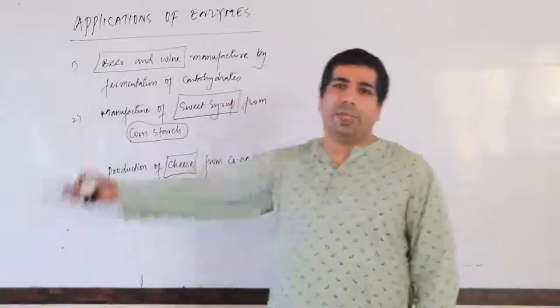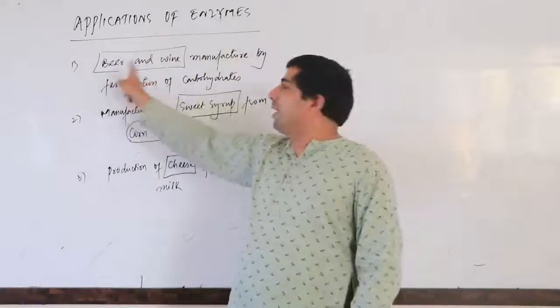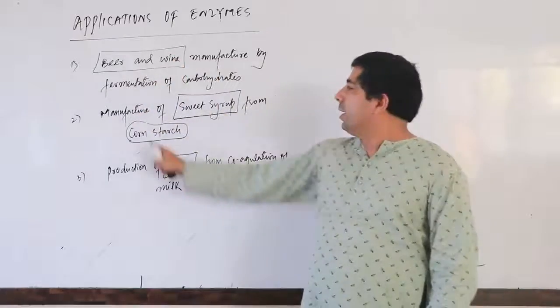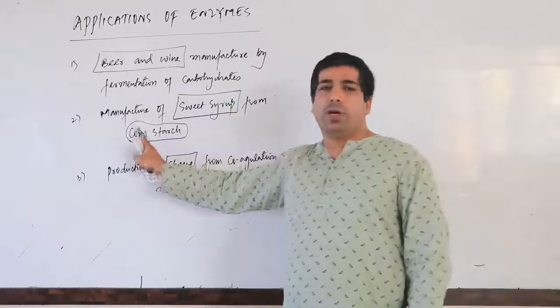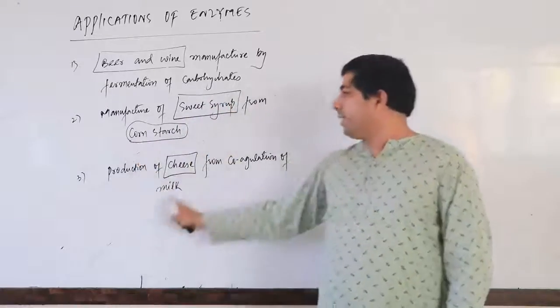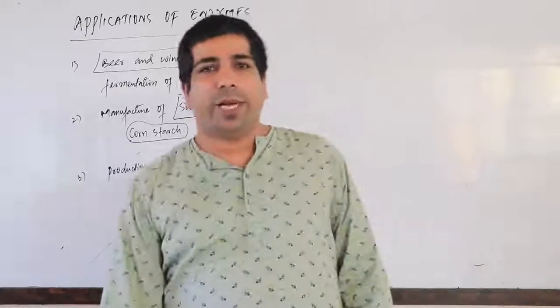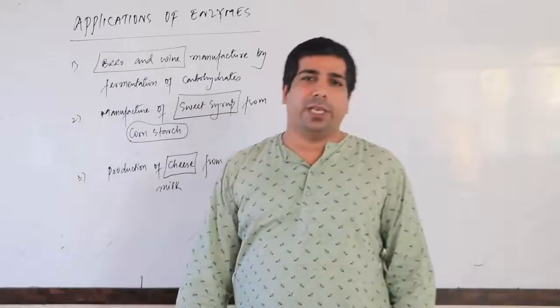So once again I am telling you this particular thing, applications of an enzyme: used for beer and wine production through the fermentation of carbohydrates. You can also manufacture the sweet syrup from the corn starch. And finally, you can produce the cheese from the milk protein by the denaturation process. I hope everybody among you has understood this thing.